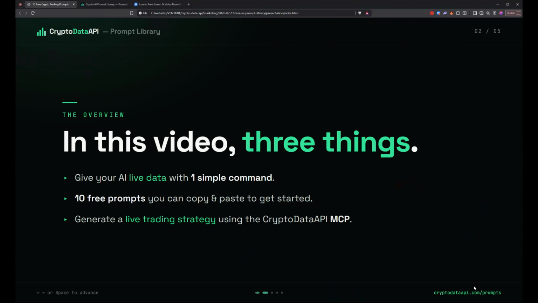So I'll take you through three things. First, we'll give your AI real-time live market data with one simple command. Then we'll look at 10 amazing prompts that you can simply copy and paste and run today. Also, stay tuned, guys, there's some really cool data coming right up that's going to help you build profitable trading strategies. And then finally, I'll show you how to generate unique trading strategies using nothing but your AI terminal and the Crypto Data API MCP. As always, guys, this content is free, to make you a better trader. So let's get straight into it.